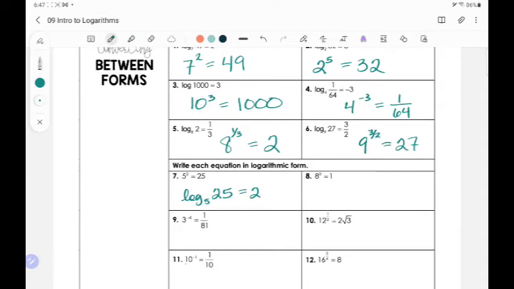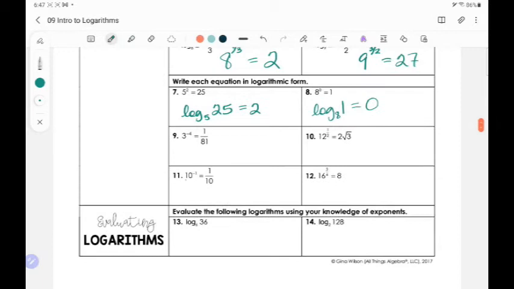Looking at the next one, they bring in a 0, but that doesn't really matter. Log base 8 of 1 equals 0. Well, how would that work? Anything to the power of 0 equals 1. That makes sense. Look at the next one. We've got a log base 3 of 1 over 81 equals -4.